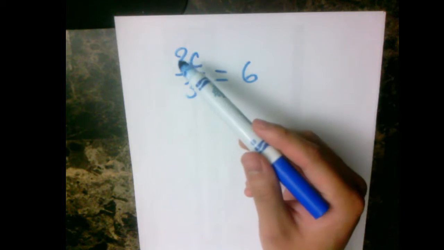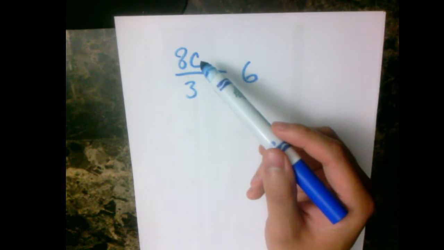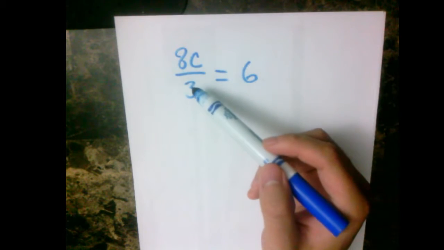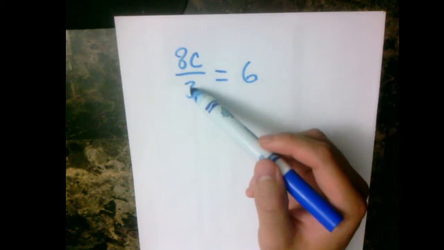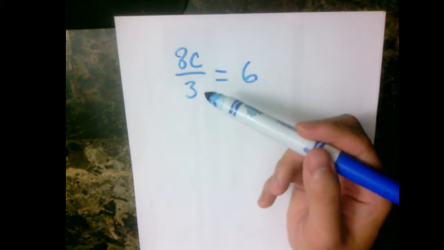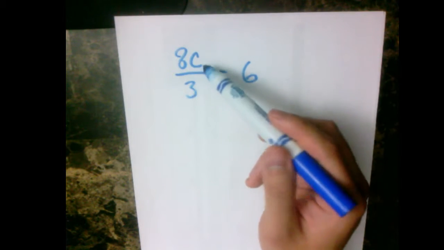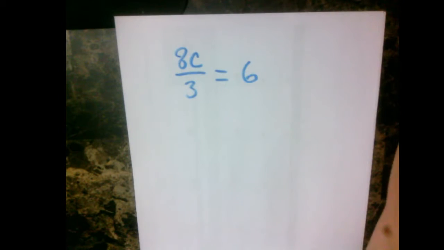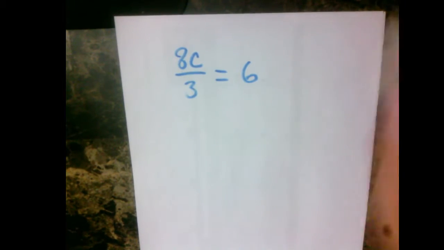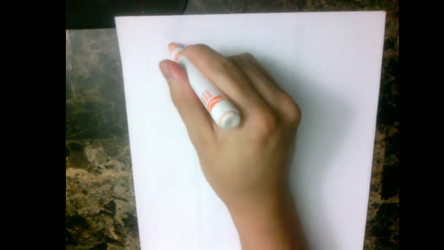So start really close to your variable. Here's your c, right? So we've got an 8 and a 3. This one is 8 times c, and this is c divided by 3. So let's go ahead and start with our division. What's the opposite of divided by 3? Hopefully you know that the opposite of dividing by 3 would be multiplying by 3. So let's go ahead and multiply both sides by 3.